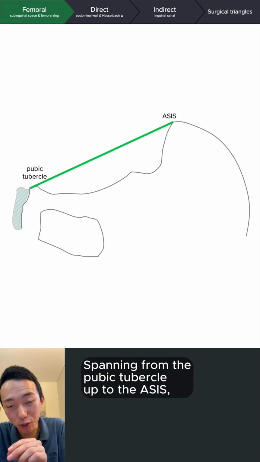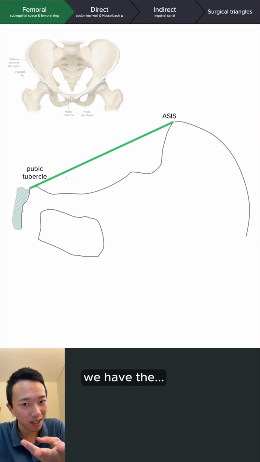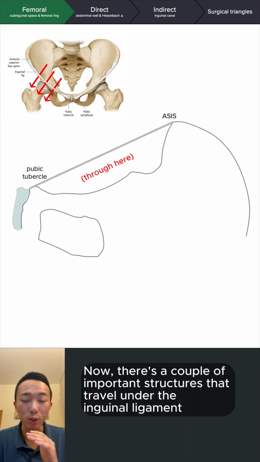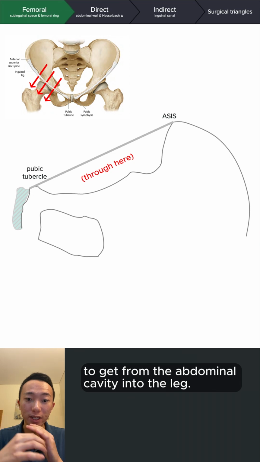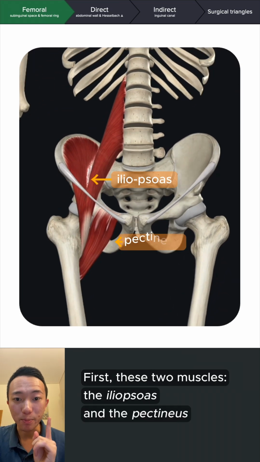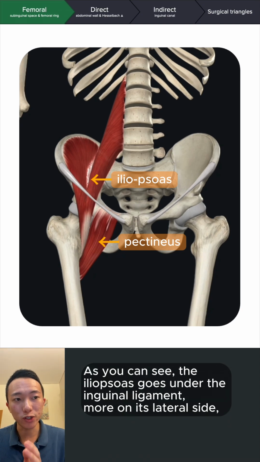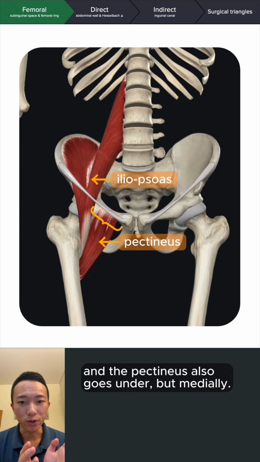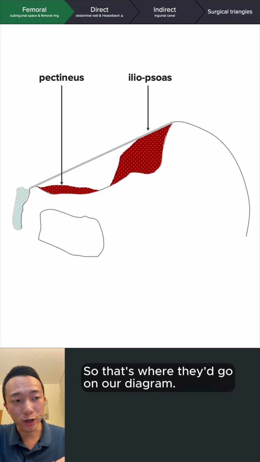Spanning from the pubic tubercle up to the ASIS, we have the inguinal ligament. Now, there's a couple of important structures that travel under the inguinal ligament to get from the abdominal cavity into the leg. First, these two muscles, the iliopsoas and the pectineus. As you can see, the iliopsoas goes under the inguinal ligament, more on its lateral side, and the pectineus also goes under, but medially. So that's where they go on our diagram.